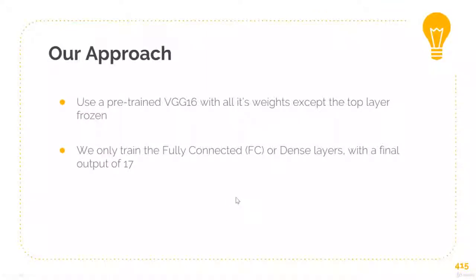So anyway, our approach to this problem is that we're going to use a pre-trained VGG16 model with all of its weights frozen except the top layer, and we're only going to train the top head of the model with a final output of 17 classes. So let's go back to our IPython notebook and get this done.